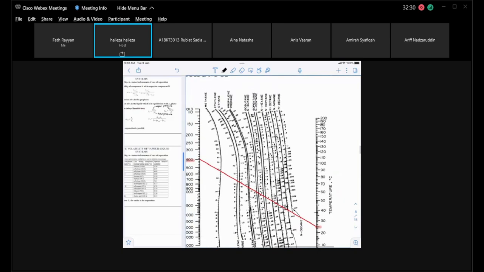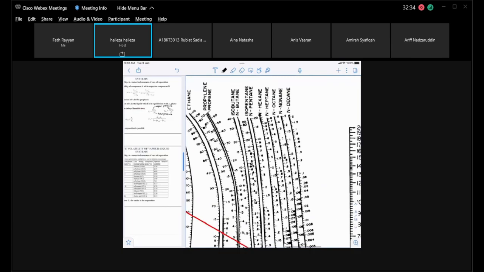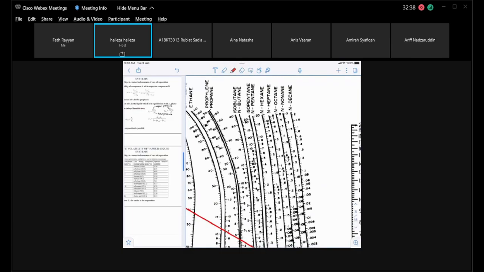I'm looking at N hexane. Where is my N hexane? This is my N hexane. Oops. My N hexane is here. So I'll be looking at this line to get my K value.